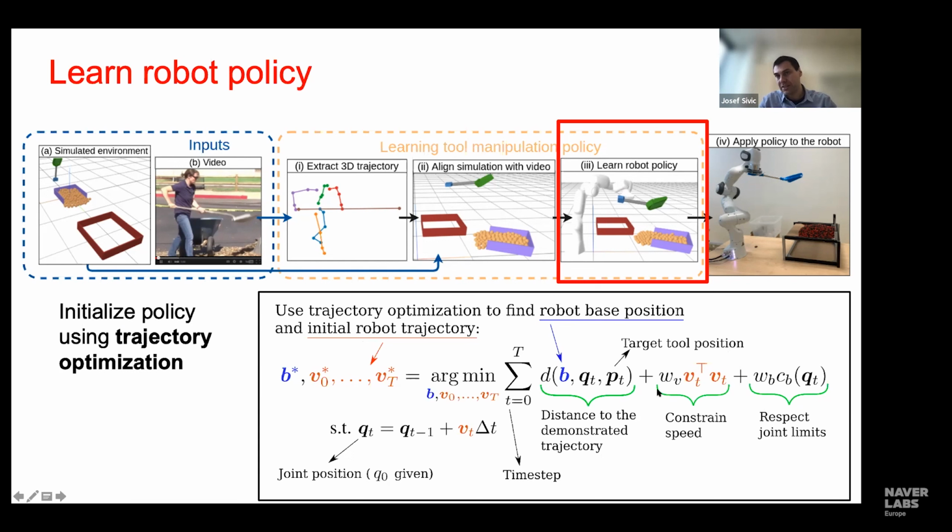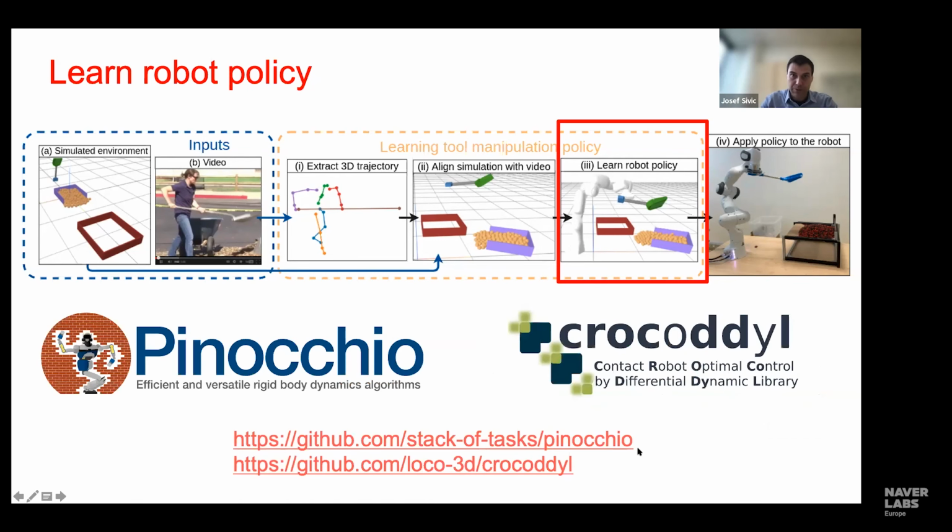This is subject to a velocity regularization, joint limit constraints, and of course the robot dynamics, so that the velocities respect the change in robot configuration. And this really gives us an initial trajectory in the robot space of the joints, which imitates the tool trajectory. And for the optimization, the heavy lifting is done by these two tools, Pinocchio and Crocoddyl, which we found to work well for this.